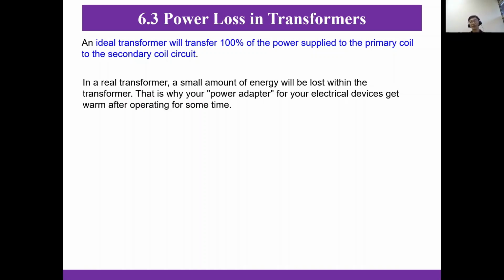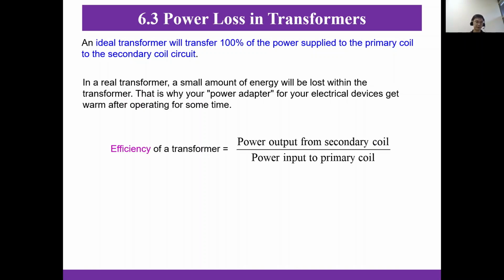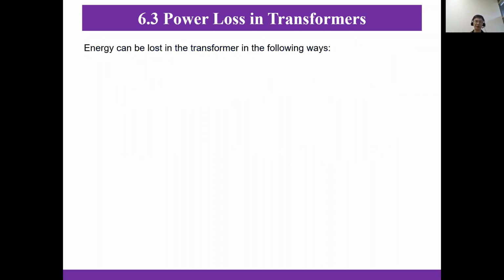In fact, if you have touched your power brick for your laptop or your handphone charger after using it for some time, you realize that it's hot, right? That's because there's power loss in transformers. And the efficiency of the transformer is the power output from the secondary coil over the power input to the primary coil. So in this part, we are concerned about how these energies can be lost.